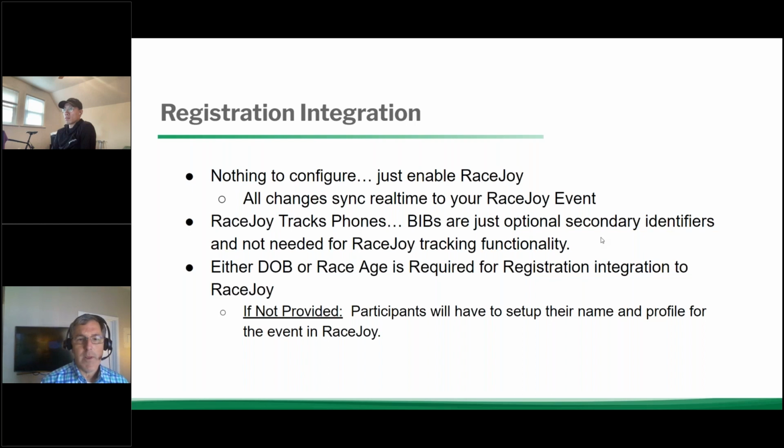The one thing we want to call out to our certified timers here is, again, bibs. Bibs are optional secondary identifiers. RaceJoy tracks phones. It's something to just keep remembering that we're tracking a phone, and the phone is the actual device identifier that we're tracking internally. So we like to show bibs. We show bibs on the map and the different screens, because people like those bib numbers. It makes it quicker for them to find people sometimes. But again, finding by name is probably most common.